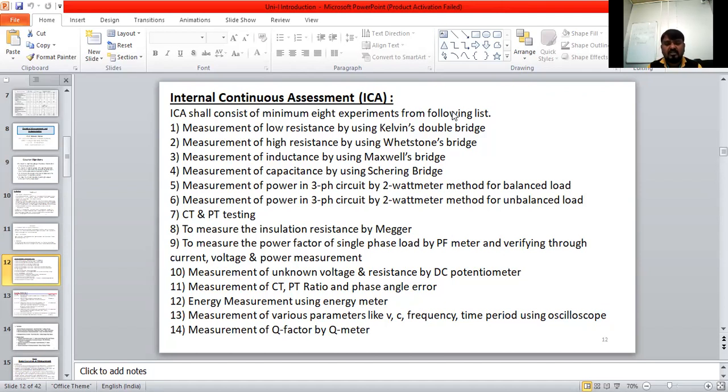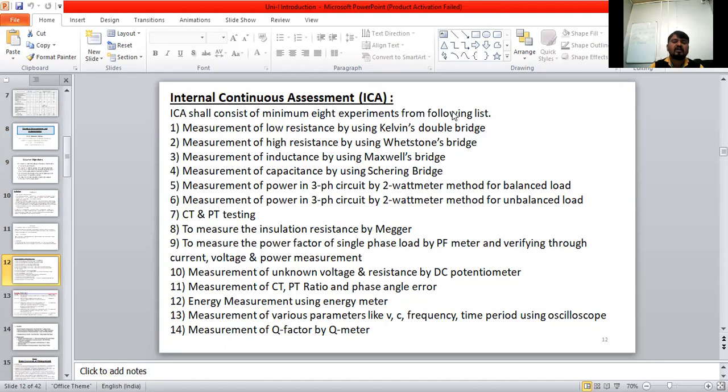So from the first unit there is no experiment at all. The majority of the experiments will start from the second unit only. In that, especially the fourth and third units have more experiments than this one. These are the 14 experiments.